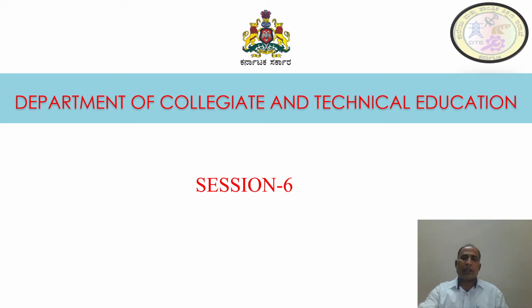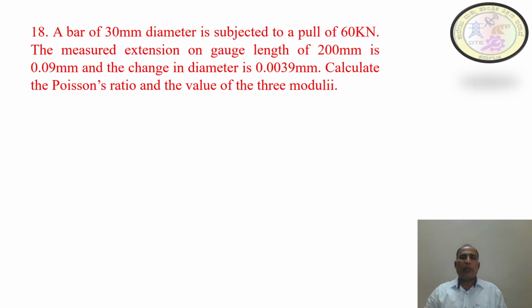In the last session, that is the fifth session, we solved some simple problems on the elastic constants. In today's session, the first problem is: a bar of 30 mm diameter is subjected to a pull of 60 kN. The measured extension on a gauge length of 200 mm is 0.09 mm and the change in diameter is 0.0039 mm. Calculate the Poisson's ratio and the values of the three moduli. Three moduli means Young's modulus, shear modulus and bulk modulus.